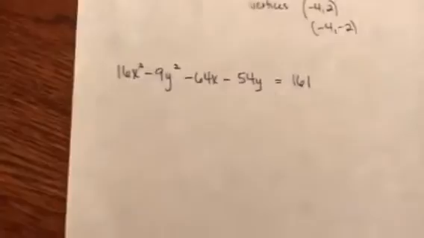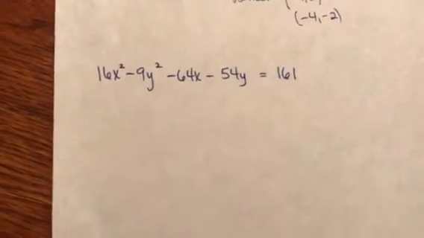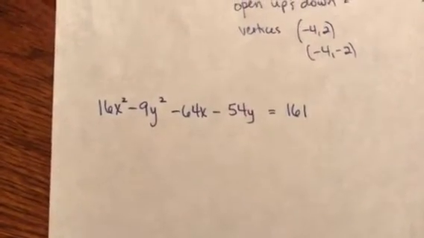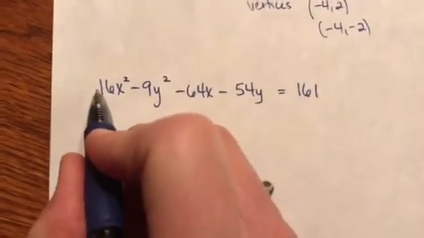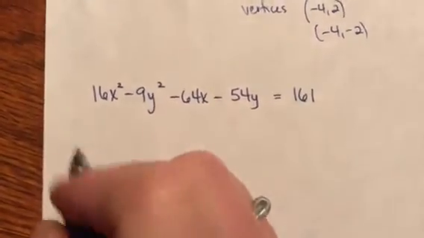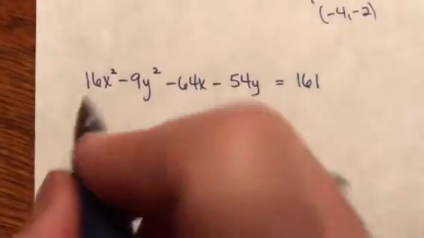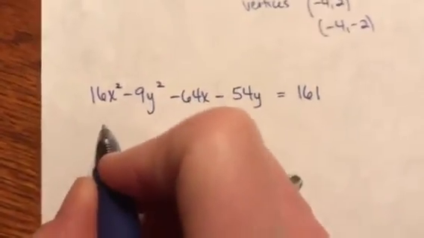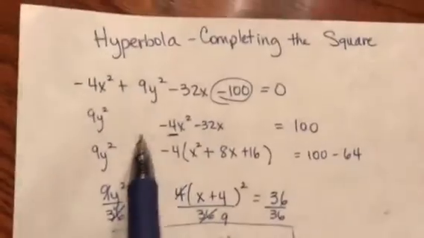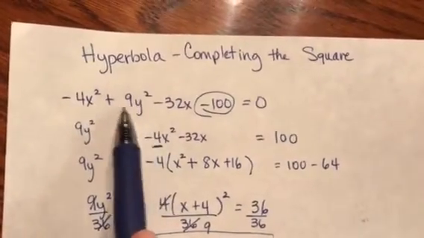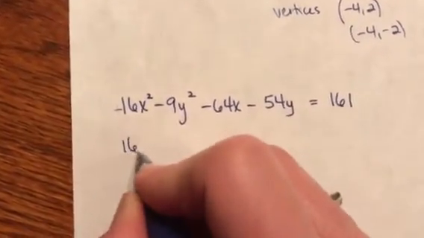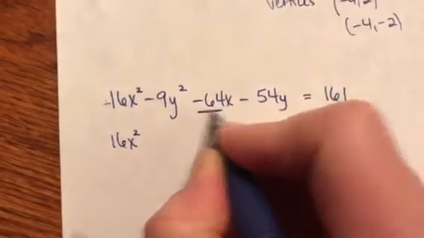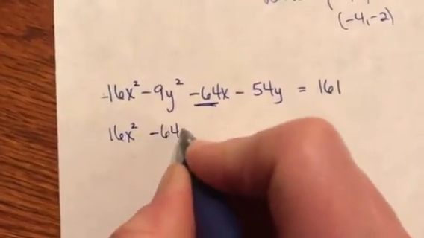Let's do one more here. This one's a little bit more interesting. Again, I know it's a hyperbola because both the x and y are squared right here, and one is positive and one is negative. It's definitely not in standard form. I'm going to put the positive one first, just like we did here. I chose the 9y squared to put first because it's the positive one. Here, it just so happens my x squared is positive, so it's going to go first. And I'm going to put the negative 64x beside it.